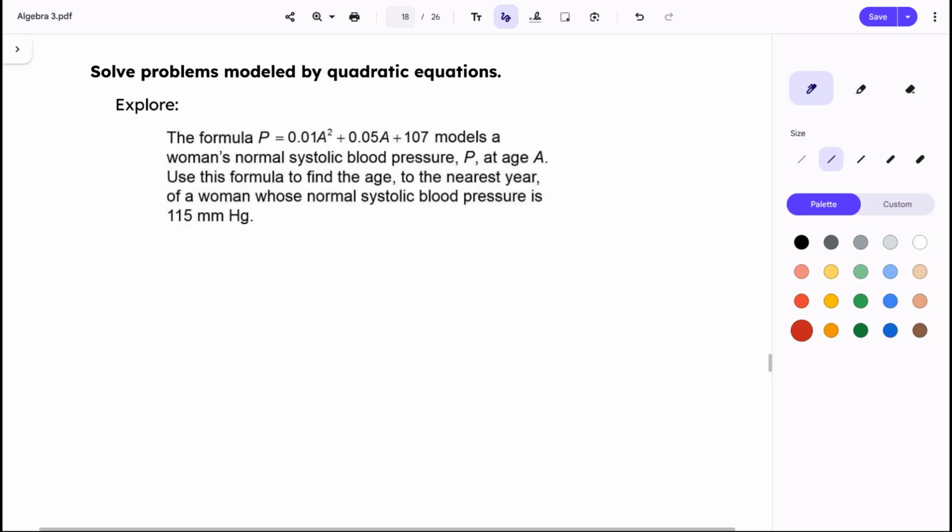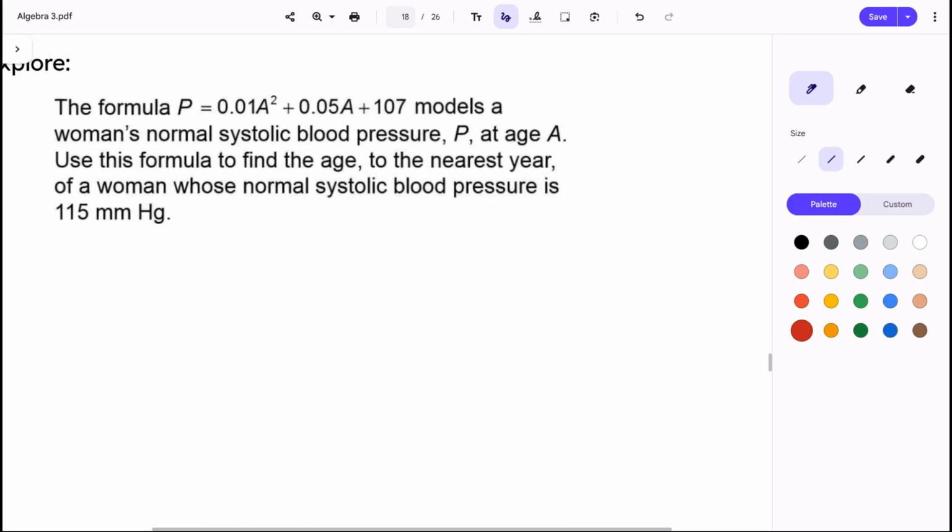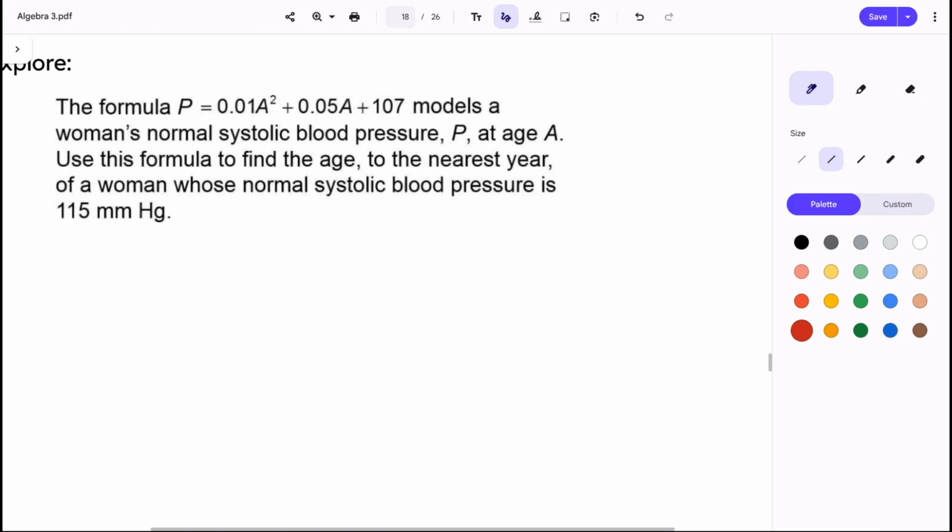mmHg. I'm not entirely sure what those letters stand for. Do you guys know what those are? Anyone in here taken a medical class? Millimeter. I know millimeter. I don't know what HG would be though. Sure. Why not? Let's go with it.